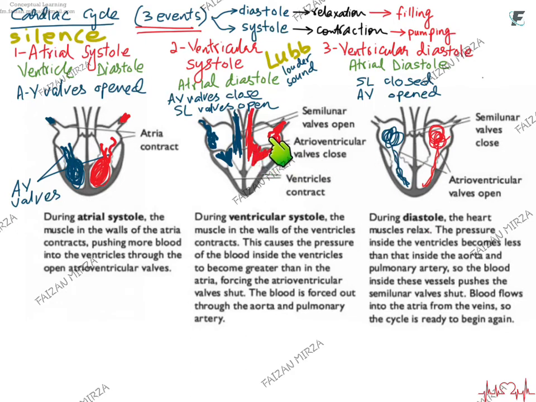Here the valve was closed, so the blood stayed within the atria. But as the valve opens up, the blood starts to trickle down into the ventricles. So the right atria releases blood into the right ventricle. The left atria releases the blood into the left ventricle. So the left ventricle and the right ventricle fill up with blood.